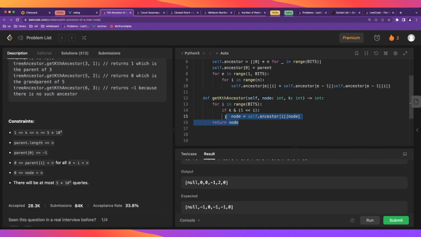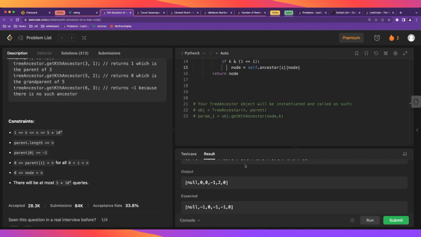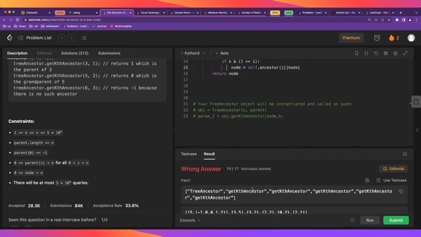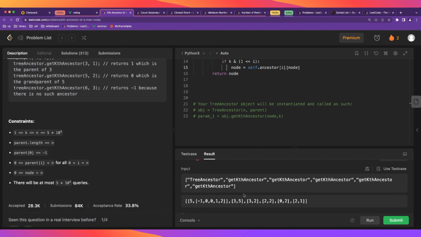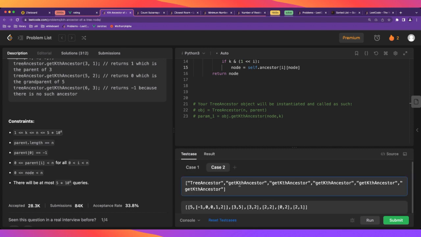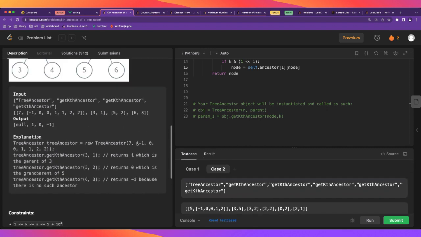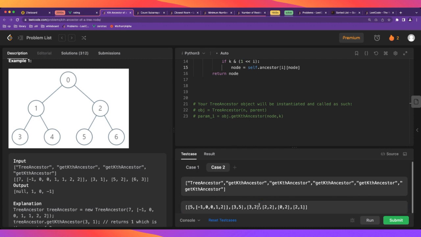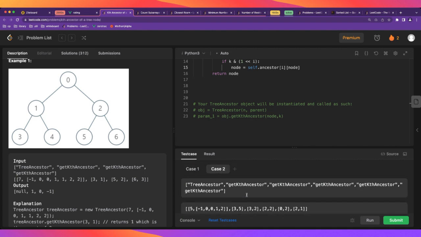Well, there is a bug, so I wasn't expecting to have a bug. What is this? How can we see? Sometimes they show you a drawing of the tree, but I guess not in this problem.